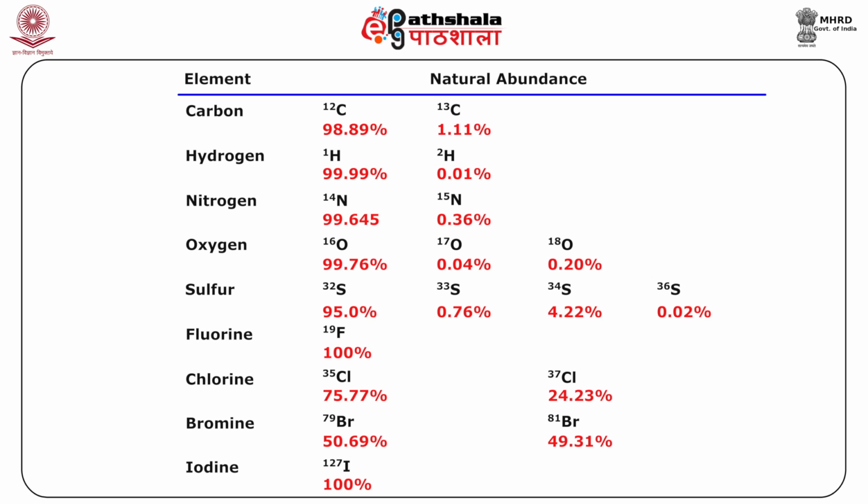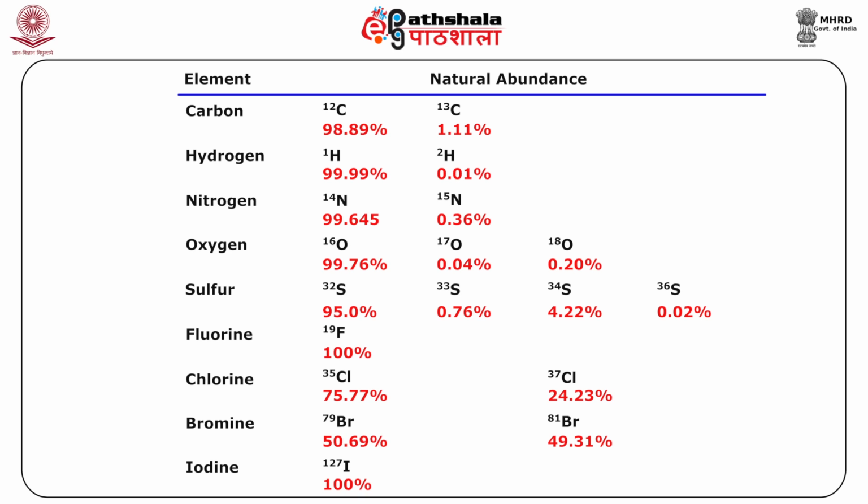Now look at the table which shows the isotopic distribution of several elements. You can see here the isotopic abundance, which is the natural abundance of course, of carbon, hydrogen, nitrogen, oxygen, sulfur, fluorine, chlorine, bromine and iodine. Special attention should be given to chlorine and bromine because, as you can see, 35 chlorine has a natural abundance of 75% and 37 chlorine has a natural abundance of approximately 24%. That means the peaks will be in a 3:1 ratio in the mass spectrum.